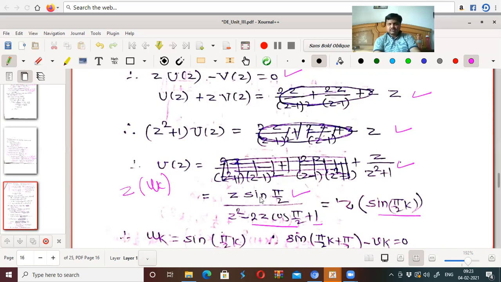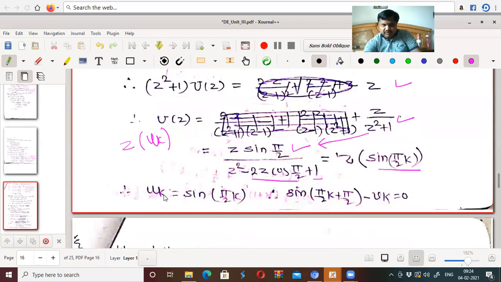Sin ak is what? Z into sin a upon z square minus 2z cos a plus 1. So the z transform of sin pi by 2k is z into sin pi by 2 upon z square minus 2z cos pi by 2 plus 1. For this, just a rearrangement is there, z upon z square plus 1. So this is equal to the z transform of sin pi by 2 k, and therefore uk equal to sin pi by 2 k. This uk is equal to what? Sin pi by 2 k.